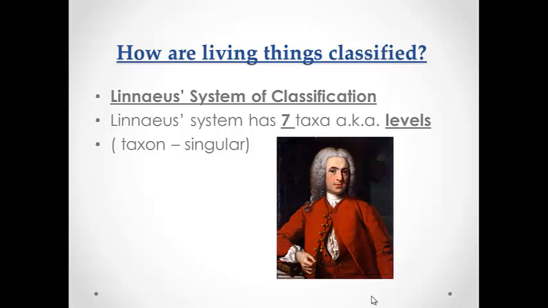All right, and this is Carolus Linnaeus. Linnaeus' system had 7 taxa, aka levels. Taxa is another word for levels. Taxon is the singular term for level, and taxa is the plural form.